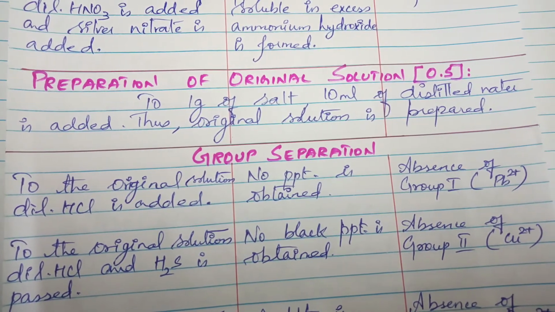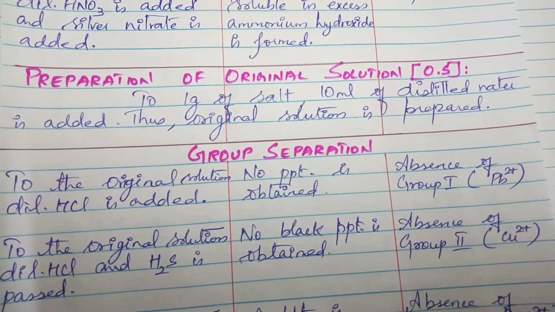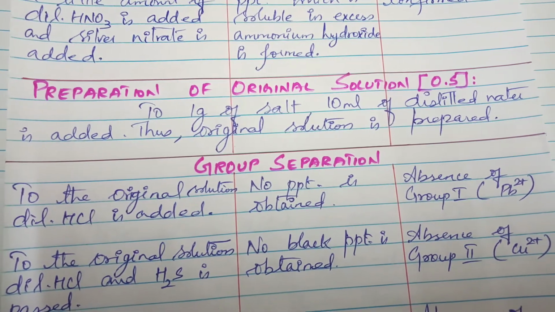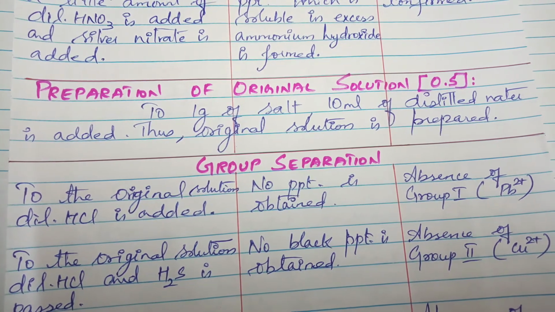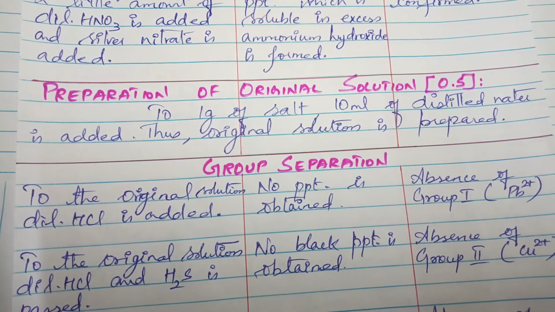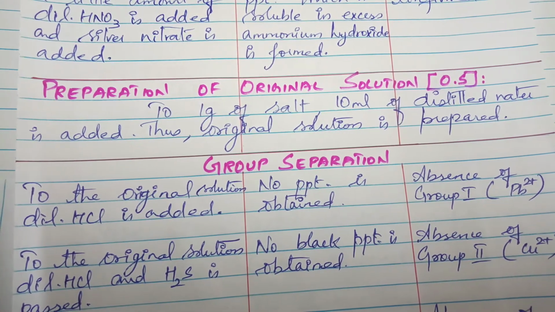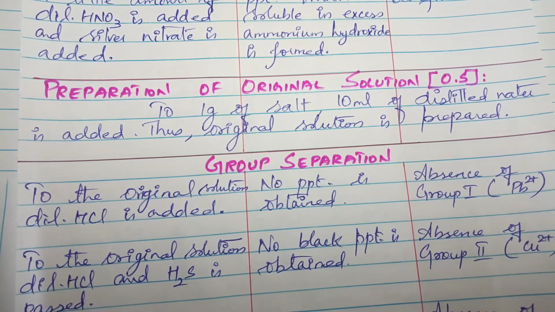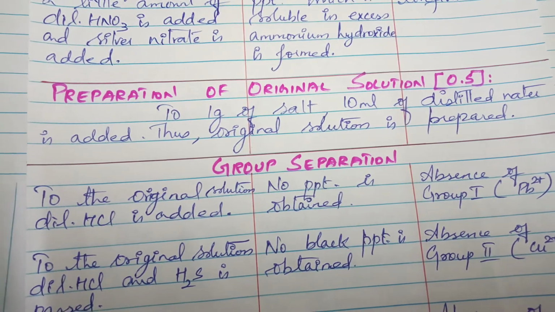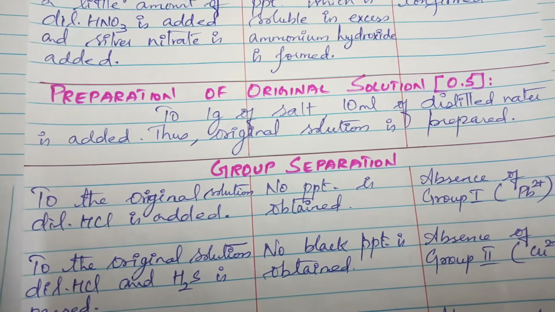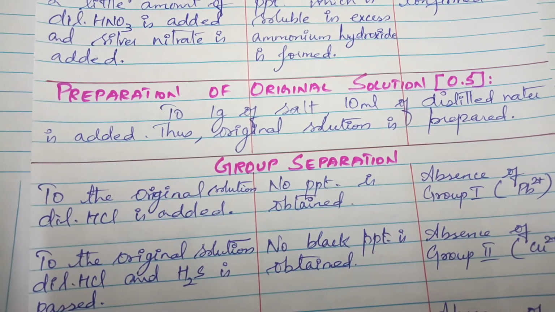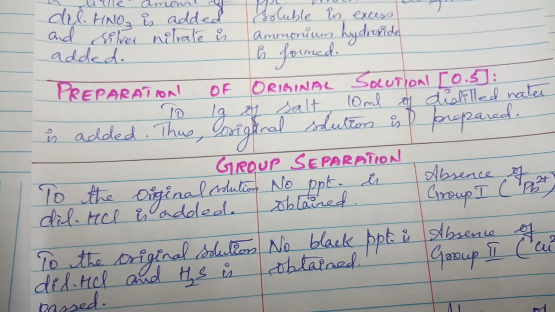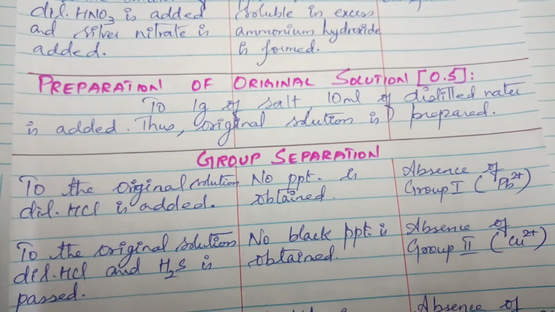Since my salt is crystalline, as I saw in the preliminary test, it was soluble. Sometimes in an exam you might get a powdery salt. How does a powdery salt have to be prepared into original solution? Powdery salts are insoluble, so I will not use distilled water. At that time, I need to make use of concentrated acids. To 1 gram of the salt, I'll add concentrated nitric acid, and that's how the original solution for a powdery salt can be prepared. Since my salt is chloride, it is crystalline, so I'll be adding distilled water, and the original solution is prepared here.